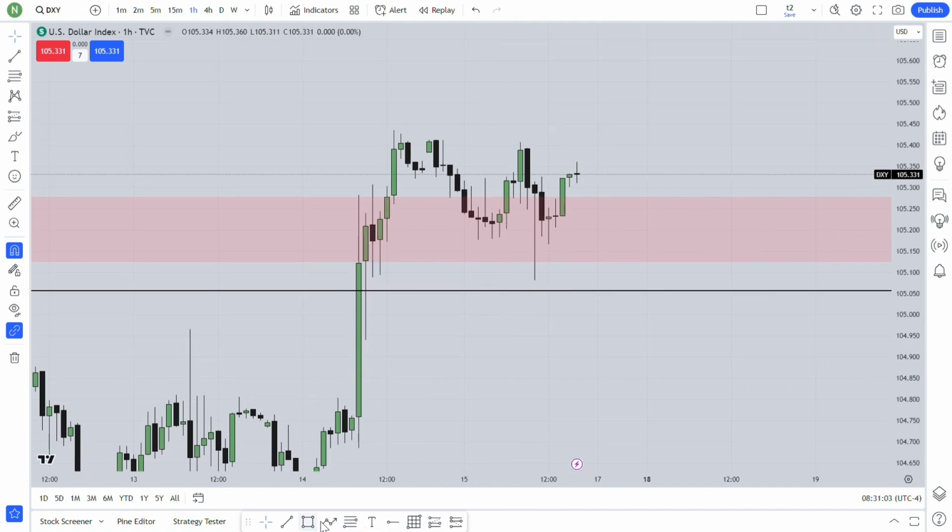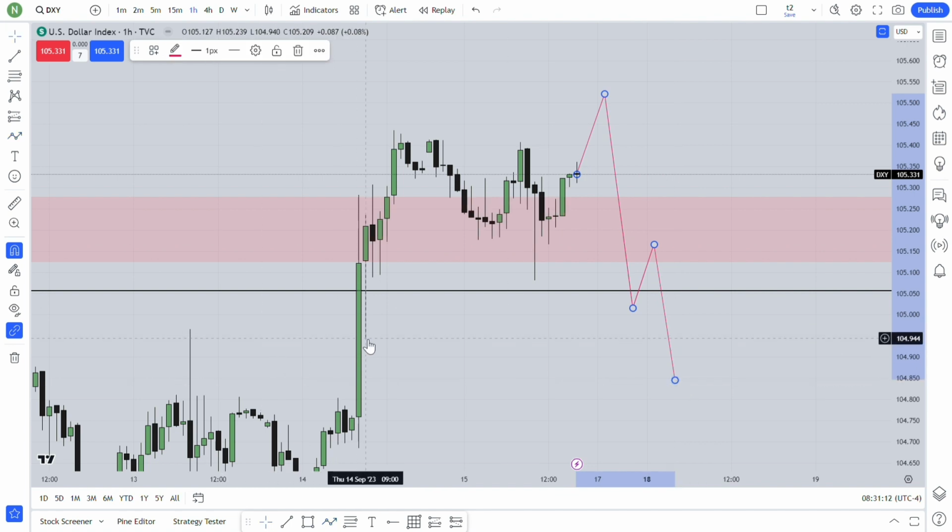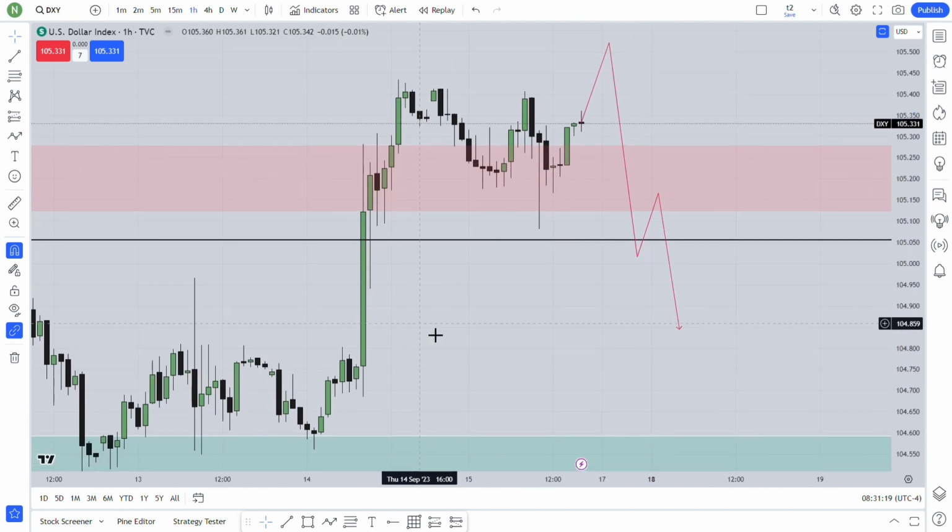My thinking is, let me clear it, guys. If it does something like this and then comes to this fair value gap, I will look for a buy from here. I will be more confident taking the buy from this fair value gap.